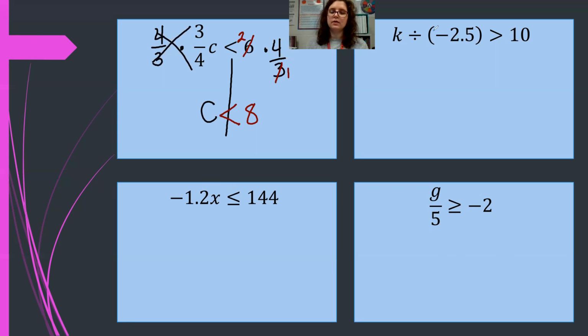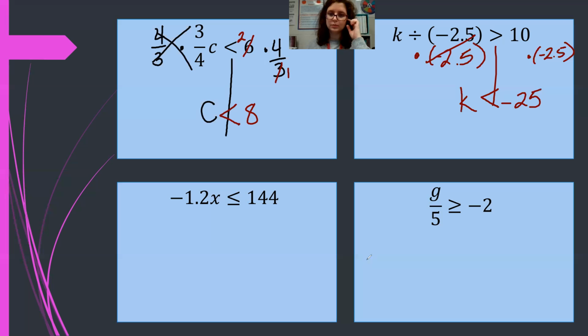Let's look at our next one, division. We undo division with multiplication. Multiply both sides by a negative 2.5. Okay. 10 times 2.5 is 25. A positive times a negative is a negative. I did multiply by a negative, so I have to flip my inequality symbol over.